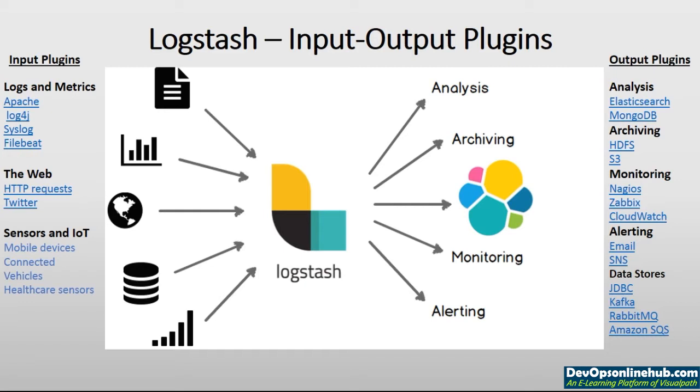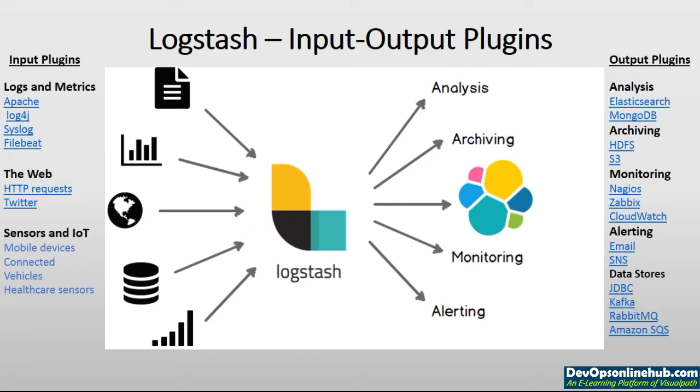The input plugins are categorized based upon their features. For example, if you are dealing with logs and metrics, then input plugins are categorized into the logs and metrics section. It can contain Apache log, system log, and file beats. We'll be covering in detail about the file beats during the Elasticsearch section.